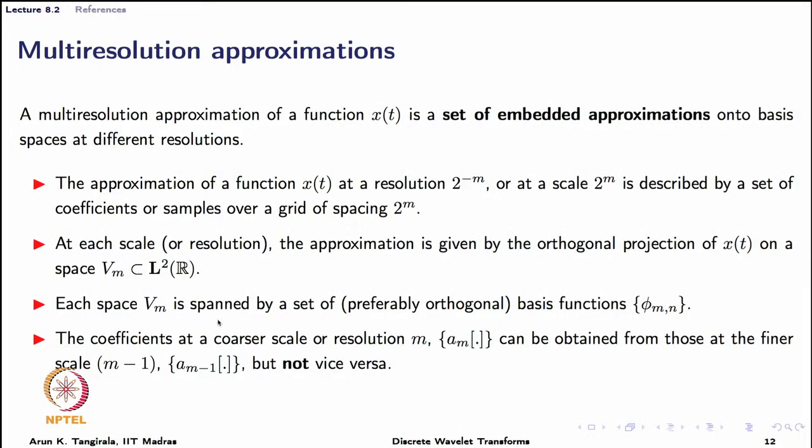And further, each subspace Vm is essentially spanned by a set of preferably orthogonal basis functions. In general, the basis functions that span the subspace at any scale need not be orthogonal, but we just saw the advantage of choosing orthogonal basis functions. And the last point, which we mentioned earlier, is that the coefficients at a coarser scale can be obtained from those at the finer scale. We have seen that in terms of approximations earlier with the sine wave example. In the sine wave example I did not show you coefficients, I showed you approximations.